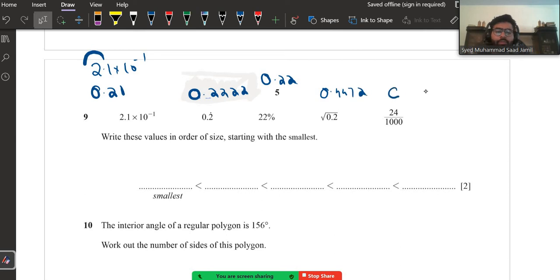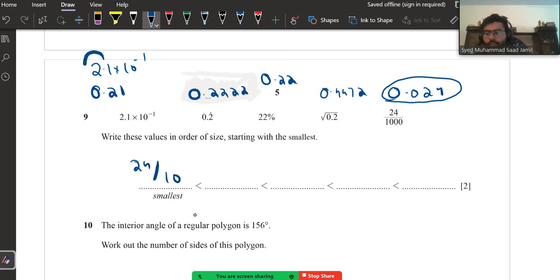And this is going to be 0.024. Write these values in order starting with the smallest. As you can see, the smallest one over here is this. Oh, sorry, my bad. It's not this, it's this one. 0.024, because you're going 3 places back. So just write 24 upon 1000.